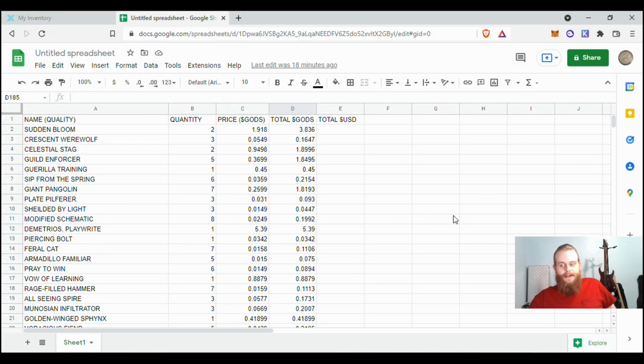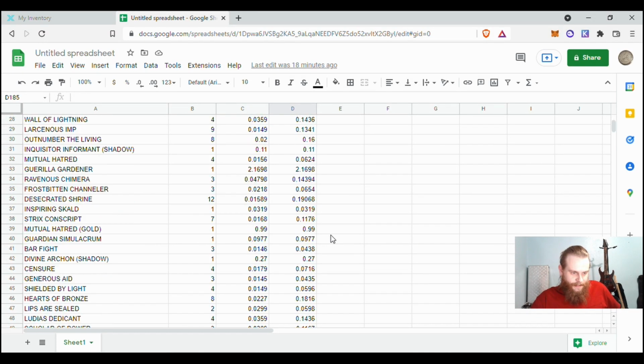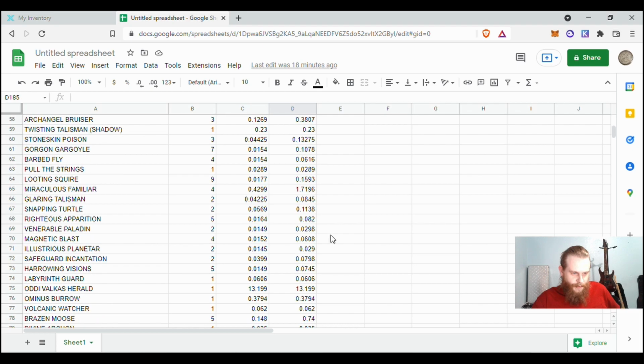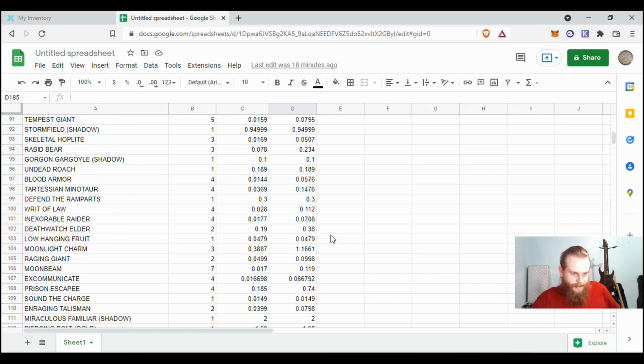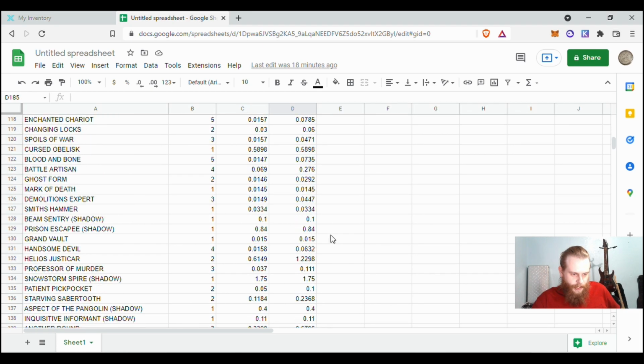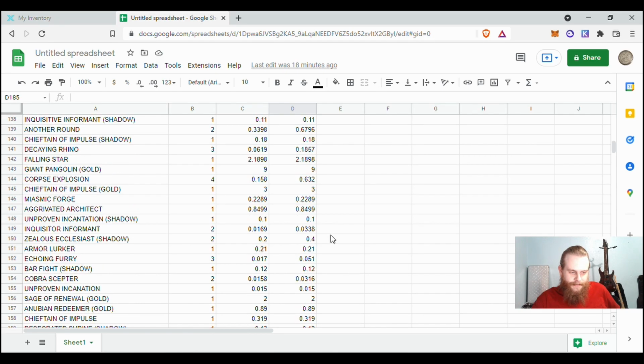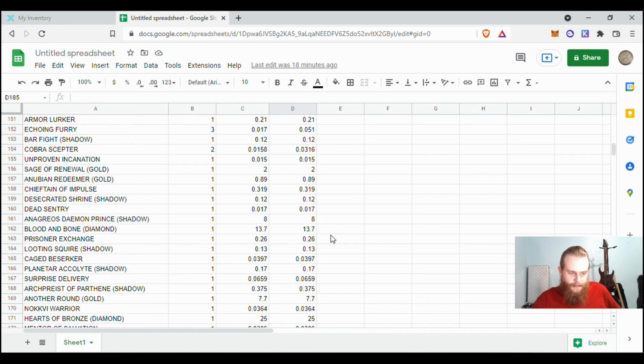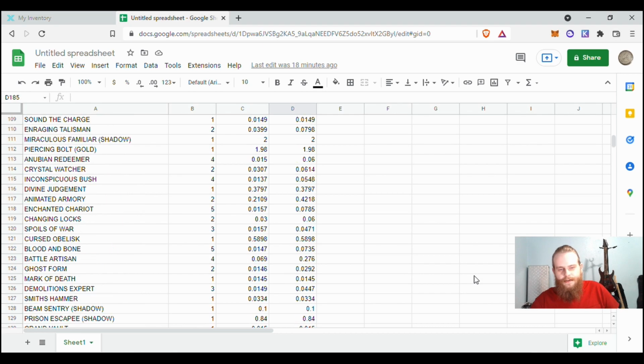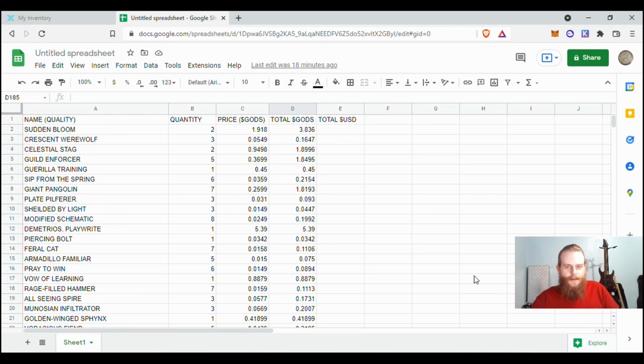I spent all day today building this spreadsheet for you guys. I ended up with over 180, I believe, different cards. But before we get to the good stuff, you know from the title and from the thumbnail that I made over $200 off of buying these packs. Let's get into the details of that.